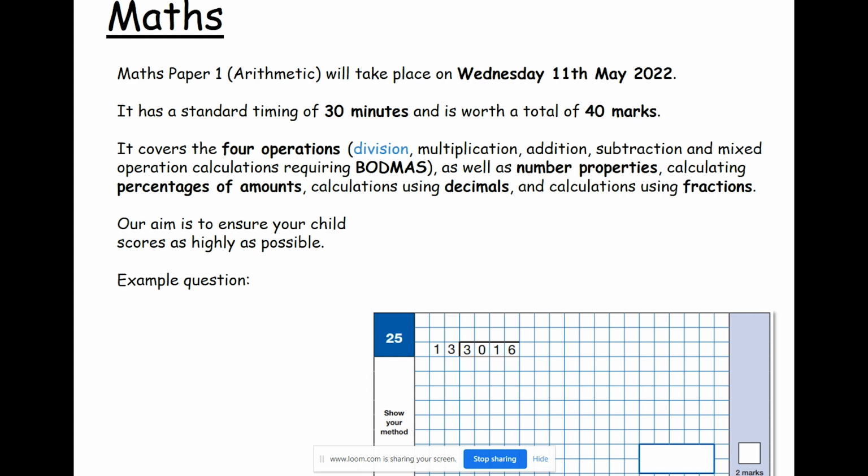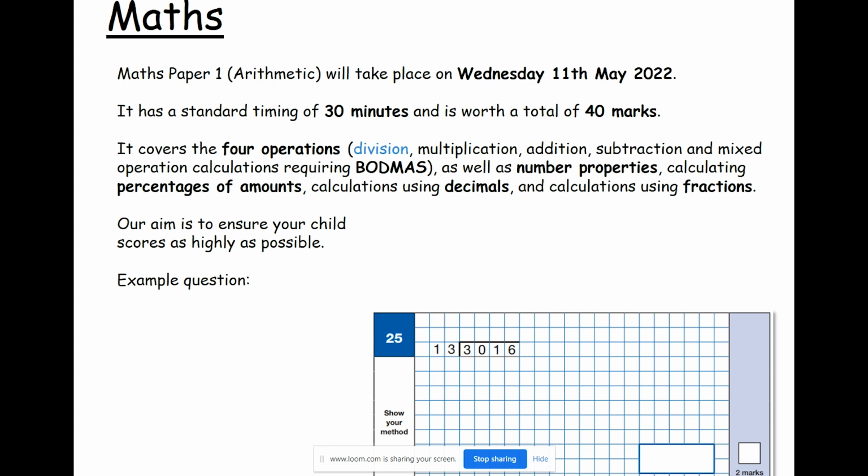For other tips on why scoring high in this paper is really useful for your child passing their maths SATs, please check out the other video, which I will put a link to in the description, on our channel, which explains in more detail why it's important to score high on this first paper. Okay, there's an example question.